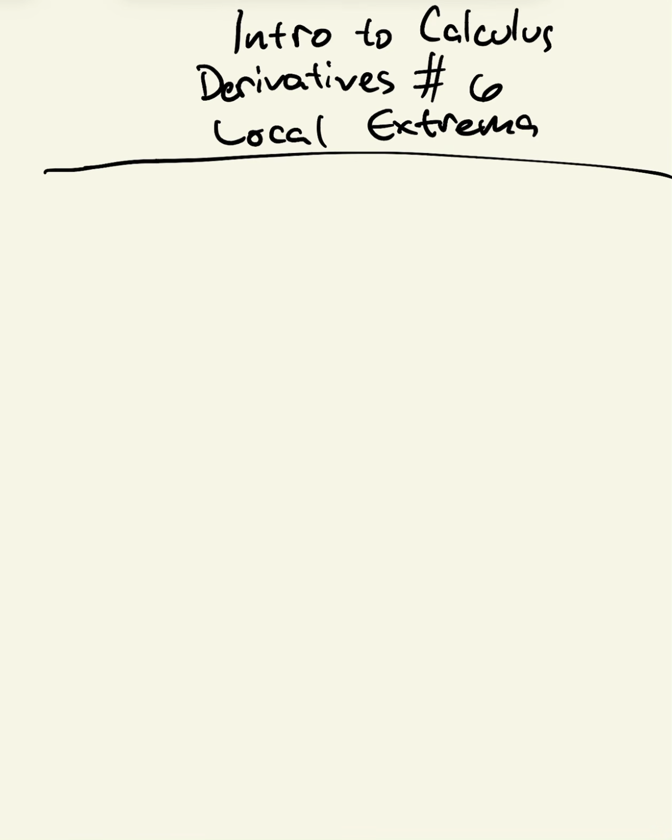This is Derivatives Part 6, and today we'll be discussing local extrema, which is essentially local maxes and mins. Now, if you can remember from algebra or pre-calc, the local maxes and mins are kind of interesting because they operate a little differently. They are points where the immediate point before and after are either greater or less than.